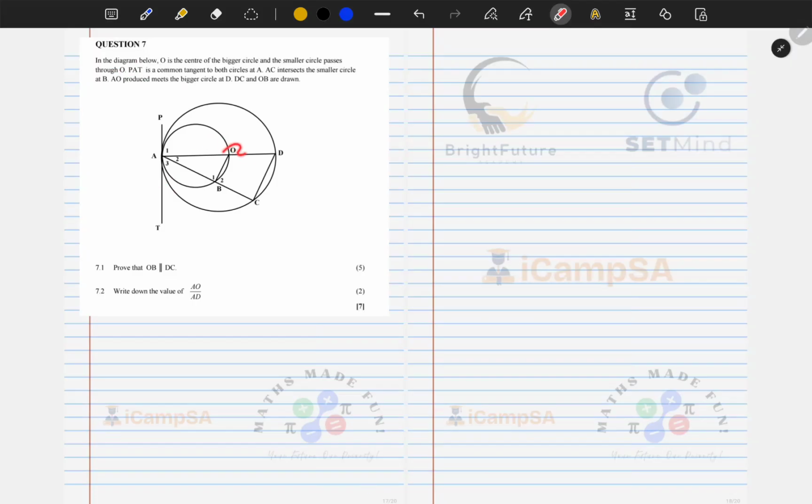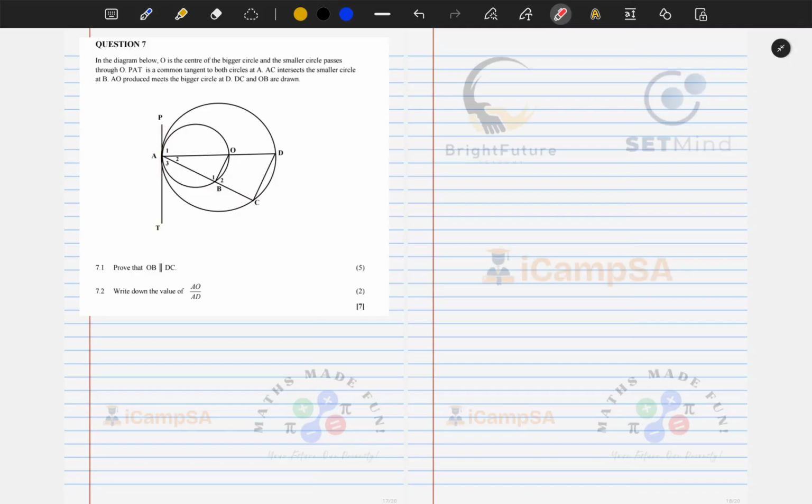So you have a bigger circle with center O. However, the smaller circle passes through O. Great. So PAT is a common tangent, as we can see here, to both circles.